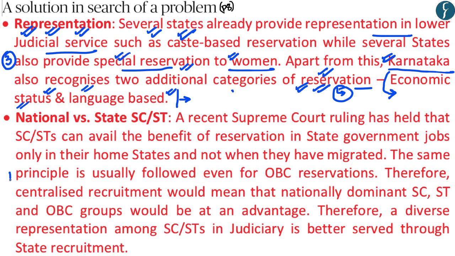And the fourth and the last argument which the authors have highlighted is that a recent Supreme Court judgment has held that scheduled castes and scheduled tribes can avail the benefit of reservations only in their own state and not in states where they have migrated. And this same principle is to be followed for OBC reservations.